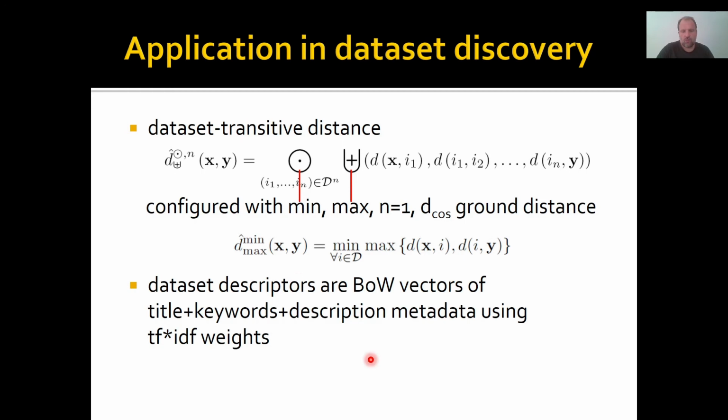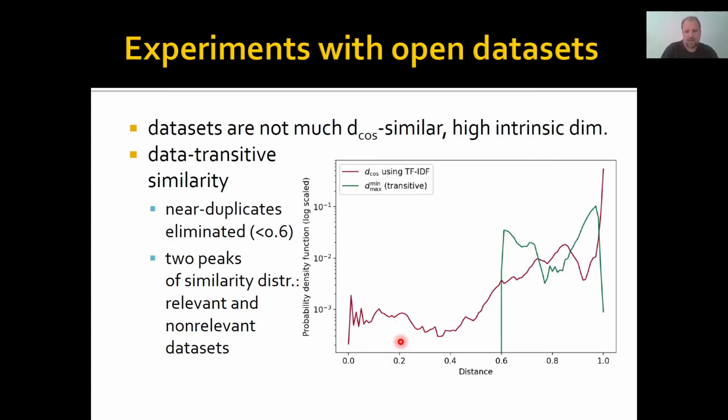and now we can observe how it works with the dataset transitive distance compared to the classical direct distance, that is again the cosine distance that is usually used for measuring the similarity of text, which is our case because we have the metadata in the form of text. And now let's analyze the dataset. We used the dataset from the National Open Data Catalog and computed the distance distribution by both the cosine distance and the data-transitive distance, data-transitive similarity.